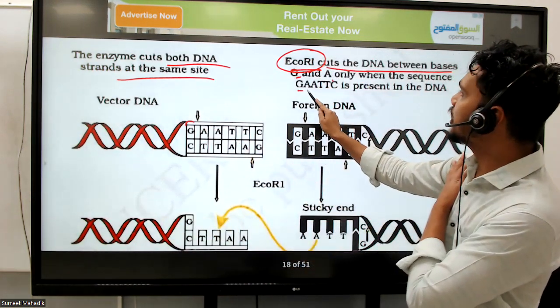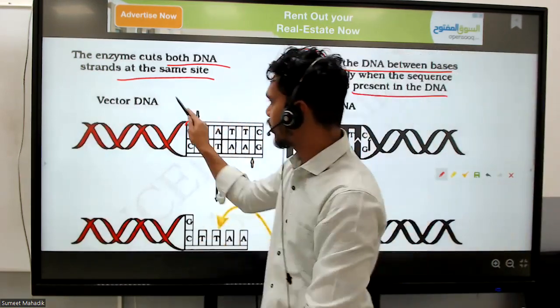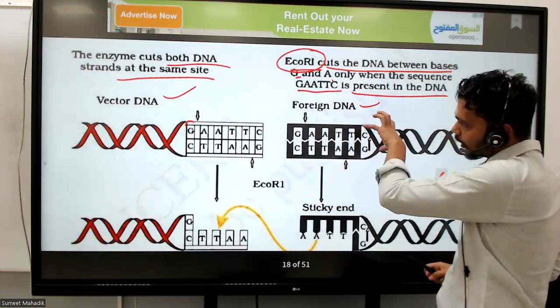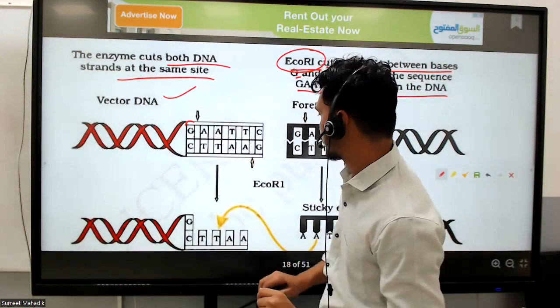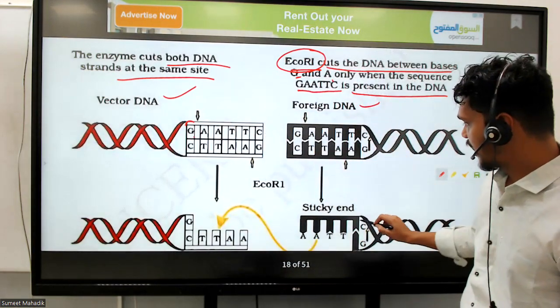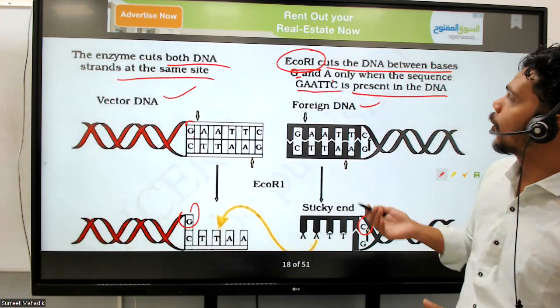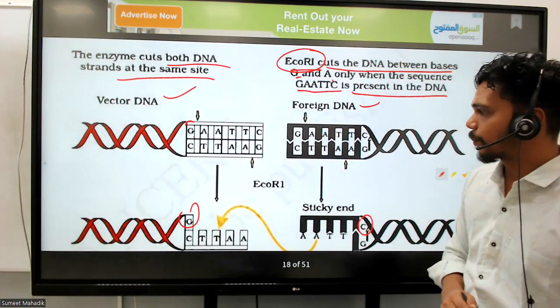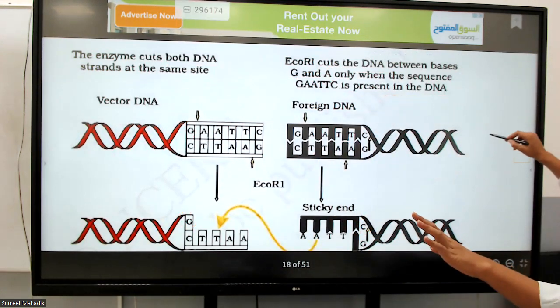So GAATTC is present in the DNA. Now we have two DNAs, vector DNA and a foreign DNA. I want to incorporate the foreign DNA into the vector DNA. What should I do? I will cut. I will keep G as it is. Can you see that? G as it is. I can cut this, C as it is. So between what? Between G and C. Next will be the A. So what is happening here? Just pay attention. I will tell you everything.